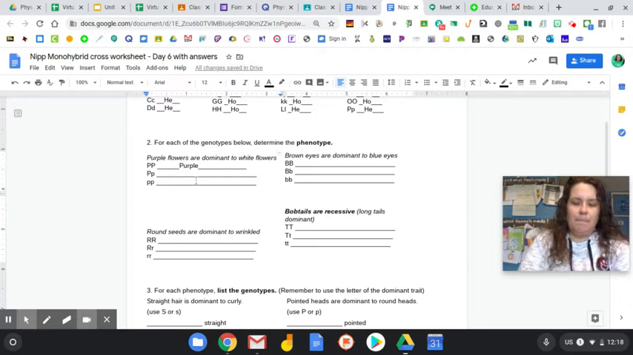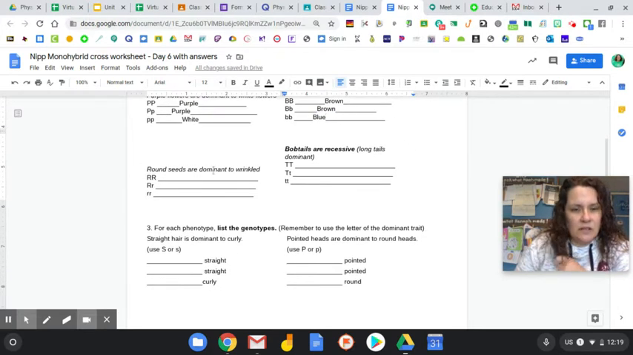Big P, little p, what do you think that's going to be? Yes, that is purple too, because that big P is dominant over that little p. Even though that recessive is there, the dominant color of purple will be expressed over it. And then little p, white. Yep. Brown eyes are dominant to blue. Big B, brown. Big B, brown. Little b, oops, that would be blue.